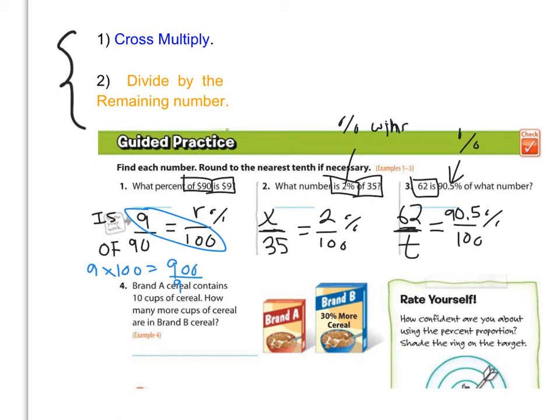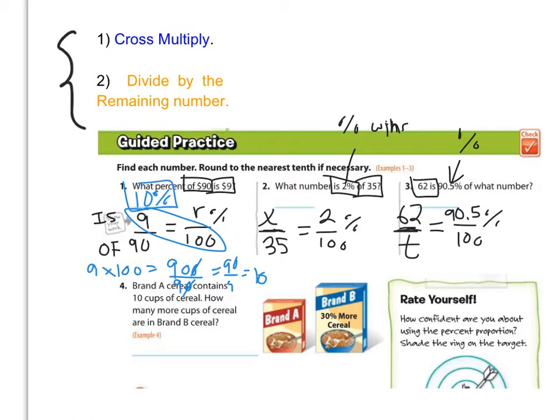I'm just going to stack it on top of each other because this is one of those situations where the zeros cancel out and you're going to get 90 over 9, which is the same thing as 10. So 9 is 10% of 90, and that's your final answer. Okay. All right, we're going to look at the next one now.